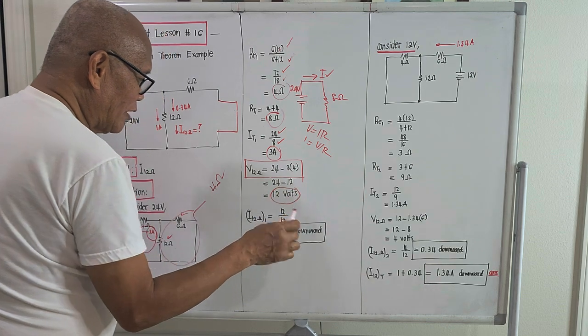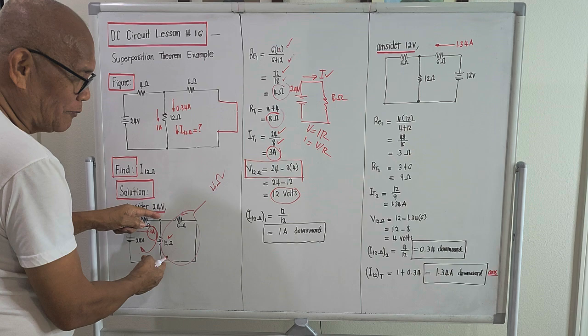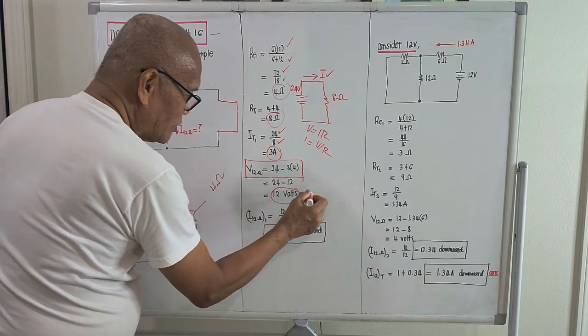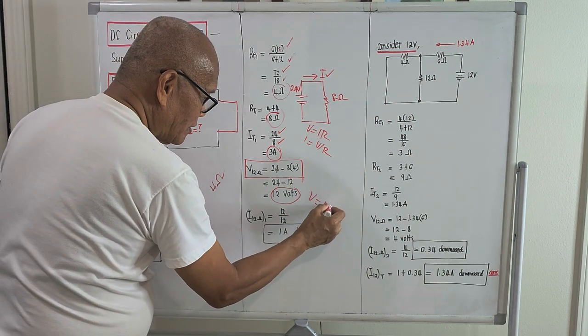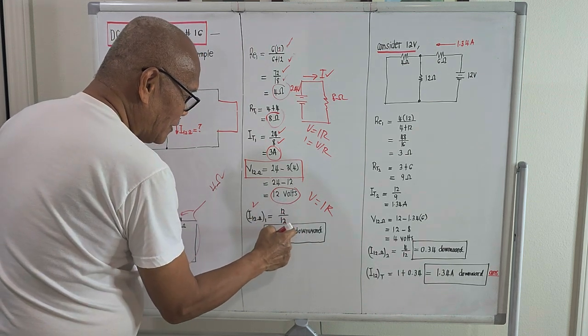The main reason why we compute the voltage across this is that if we know the voltage across the 12 ohm load, again by using the equation V equals IR, I will be the ratio V over R.